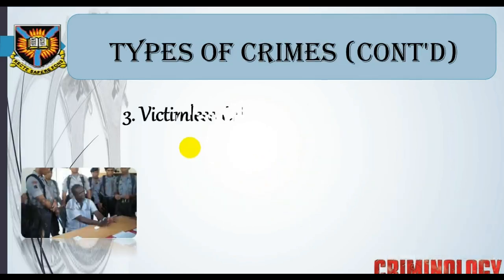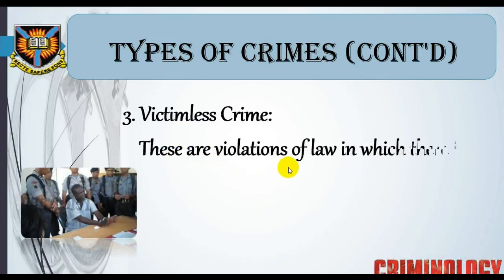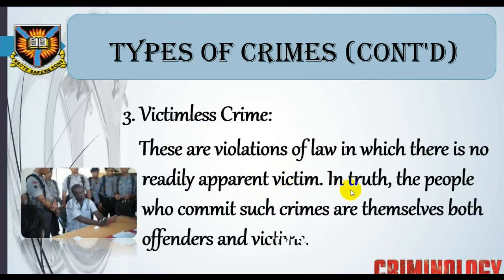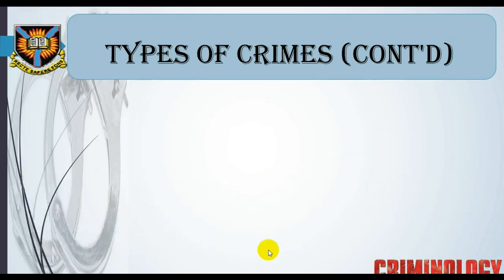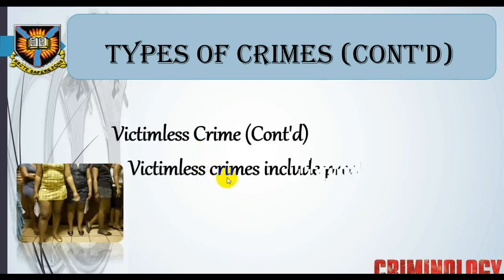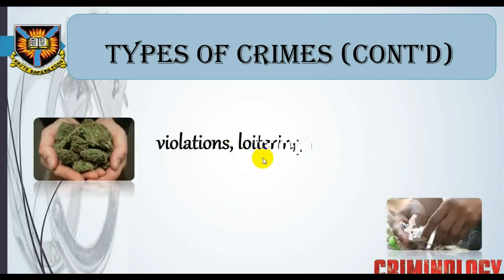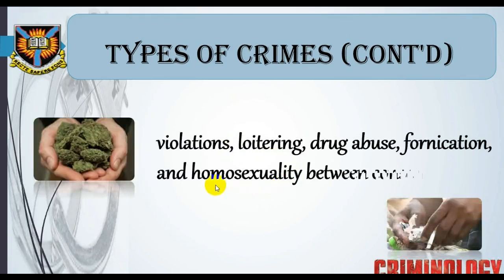Victimless crimes. These are violations of law in which there is no readily apparent victim. In truth, the people who commit such crimes are themselves both offenders and victims. Victimless crimes include prostitution, vagrancy, pornography, gambling, drunkenness, curfew violations, loitering, drug abuse, fornication, and homosexuality between consenting adults.